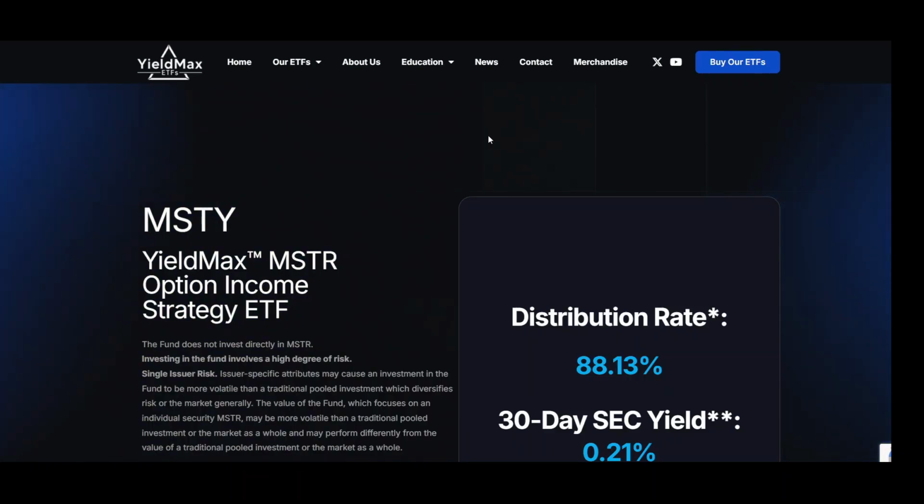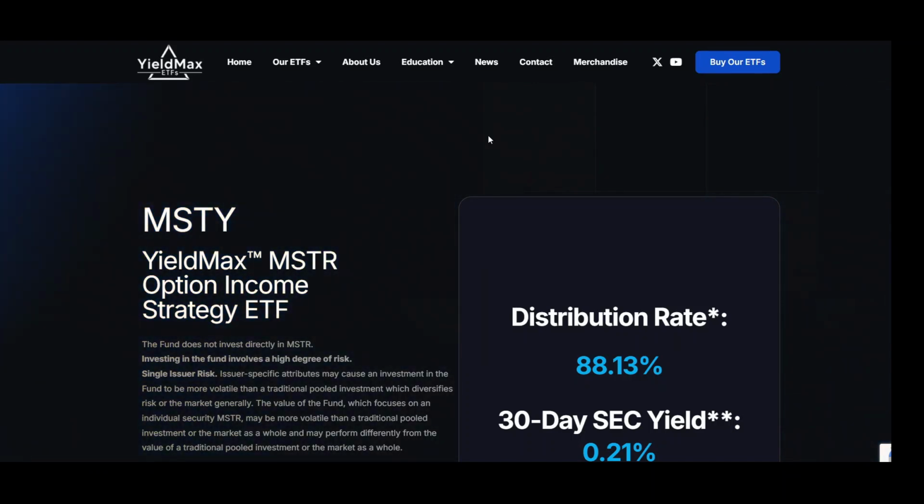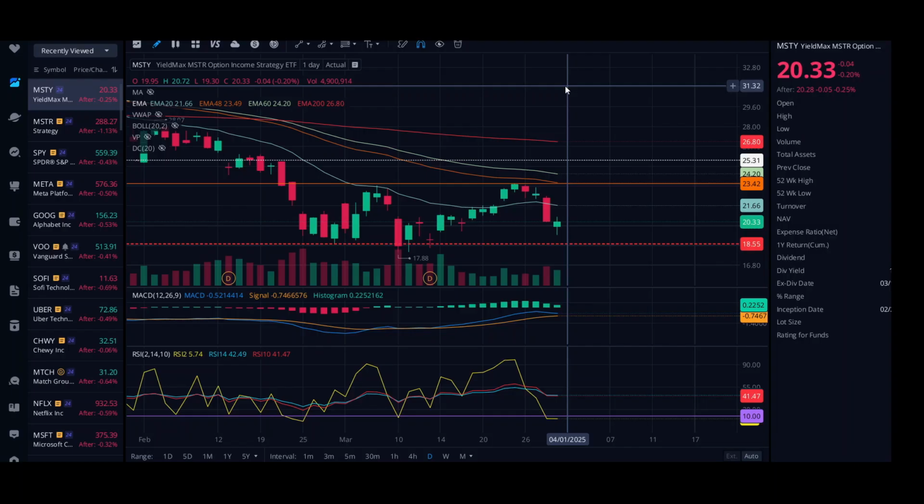So today we're going to take a quick look at MSTY and see where it's at on the chart and see how well they've done or not done. So let's just slide right over to the Webull chart and check it out. So here we are on MSTY, and I've got that pulled up here, and it looks like it closed today at $20.33. So it closed 4 cents under the price that it closed on Friday.